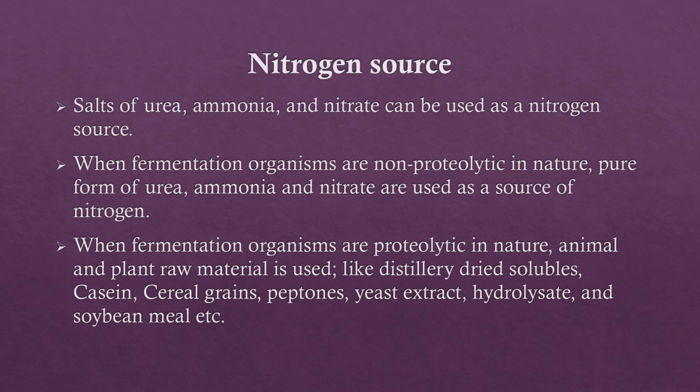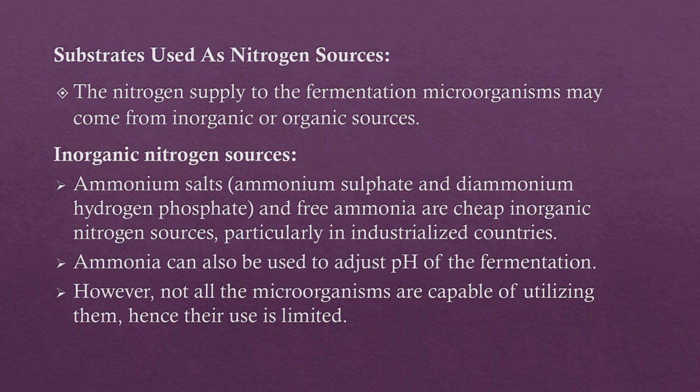Next, we will see about the nitrogen source. Salts of urea, ammonia, and nitrate can be used as a nitrogen source. When fermentation organisms are non-proteolytic in nature, a few forms of urea, ammonia, and nitrate are used as a source of nitrogen. When fermentation organisms are proteolytic in nature, animal and plant raw materials are used, like distillery dried solubles, casein, cereal grains, peptone, yeast extract, hydrolyzed soybean meal. The nitrogen supplied to fermentation microorganisms may come from an inorganic or organic source.